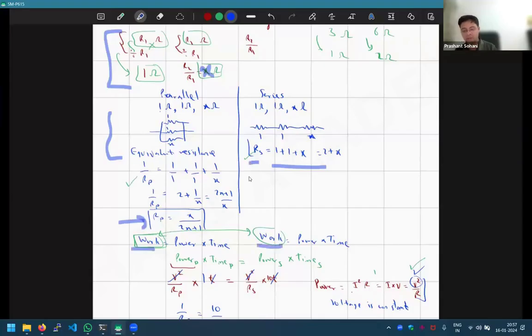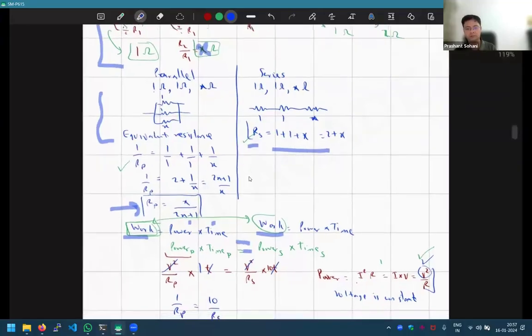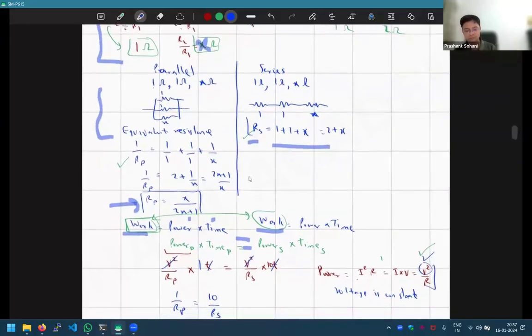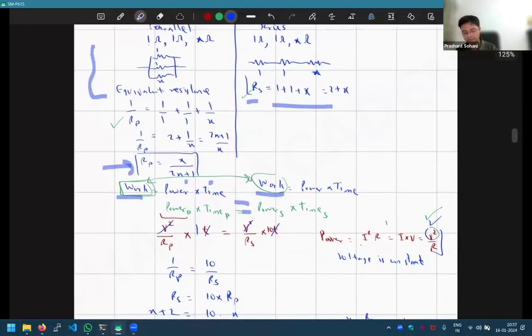Then we equated the work, the quantity of work is the same, so we can say work is equal to power into time. You can equate those two directly, and then just applying the formula and substituting the values, you get the value of X.